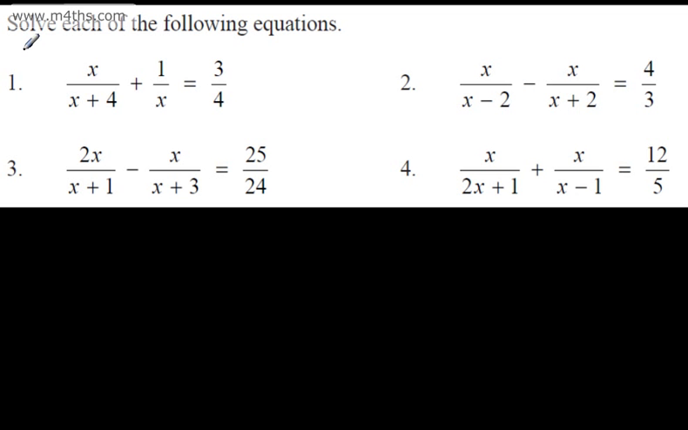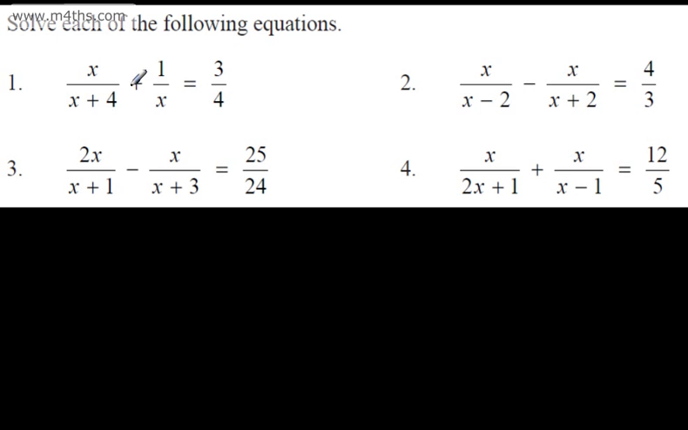In this video, we're going to look at solving equations with algebraic fractions that reduce to quadratics. Let's start off with a question. We're asked to solve each of the following equations. So the first one, we have an algebraic fraction of x over x plus 4, plus another algebraic fraction, which is 1 over x, and that's equal to a numeric fraction of 3 over 4.